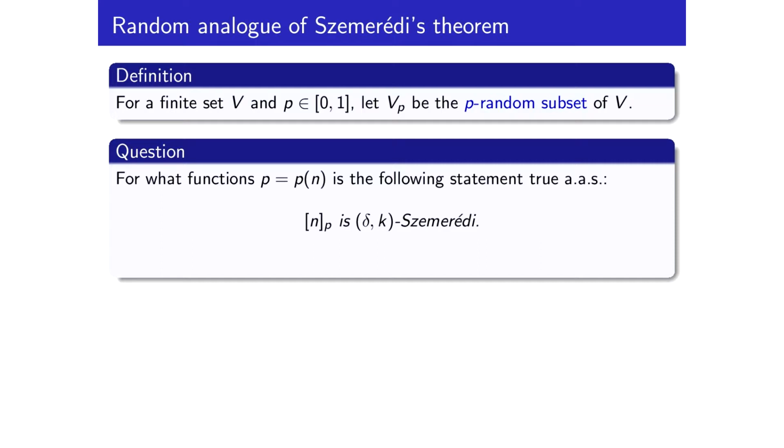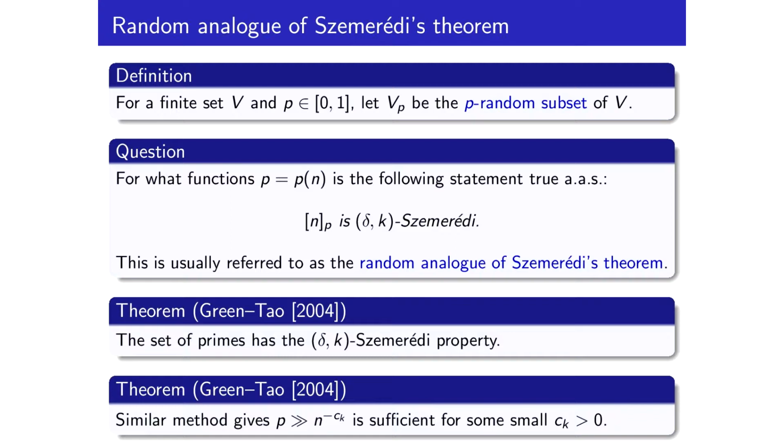So the random subset of a set should be that for each element of the set we take independently a biased coin, where the probability of success is p, so we create a p-random subset. And the question is: for what p does this random subset of the integers have the delta k Szemerédi property?